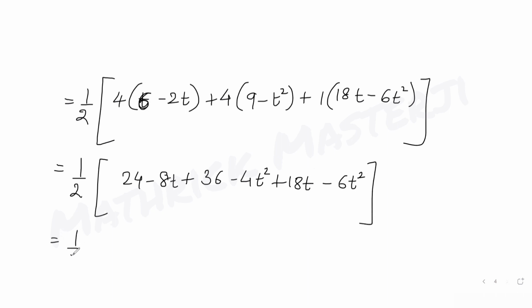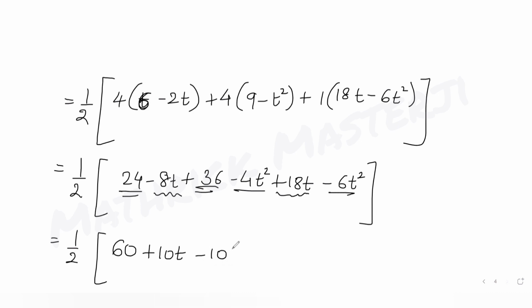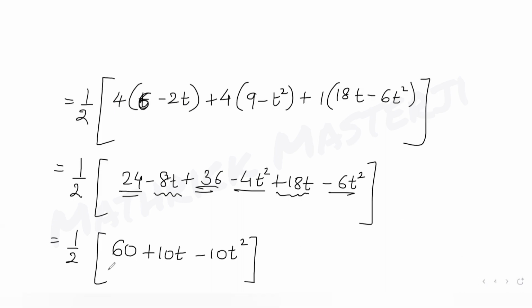So you get half of the constants 36 plus 24, minus 60, the t terms minus 8t plus 18t, so plus 10t, minus 4t square. So you get this entire expression. Now if I multiply everything by half, I get this expression.